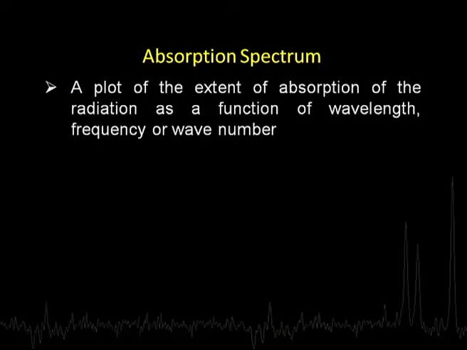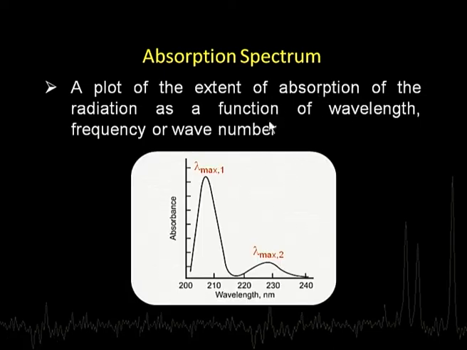Our interest primarily lies in the absorption spectrum. So, let us see what an absorption spectrum is. An absorption spectrum is a plot of the extent of absorption of radiation as a function of the wavelength, frequency, or the wave number. That means my x axis here I am showing as wavelength, it could be wave number or frequency or whatever, and on the y axis will be the extent of absorption. We will explain that when we talk in detail about UV spectroscopy.